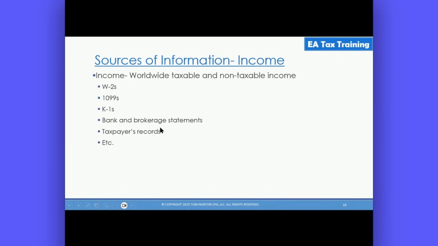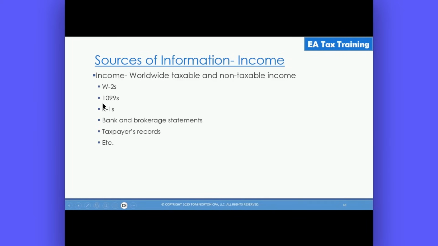So when it comes to income, you're going to be looking for the taxpayer's worldwide taxable and non-taxable income. You want to get a good picture of their total income. So you'll be looking for certain types of things. W-2s, which if you've ever had a job in the United States, you probably know what a W-2 is. That's what the employer sends you at the end of the year, shows you what your salary was, your withholding, et cetera, and so forth. So lots and lots of taxpayers, of course, will have W-2s.